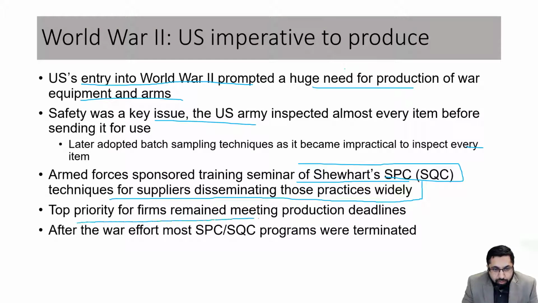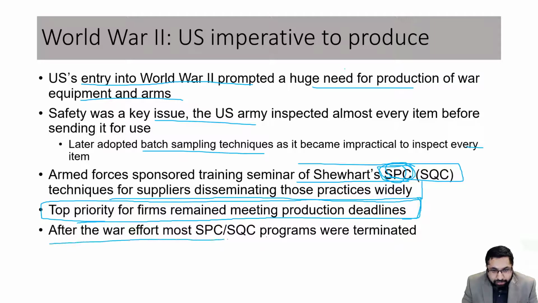Top priority for the firms was meeting production deadlines, just because there was such a big need for the military hardware. However, to ensure quality, they did use sampling techniques as well as some statistical process control that you will learn later in this quality management lecture or the next part of it.